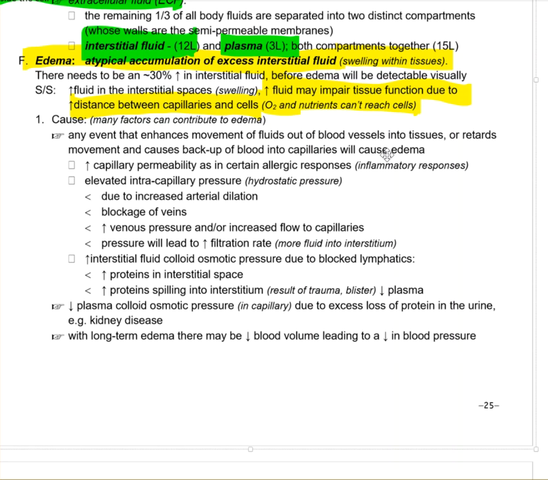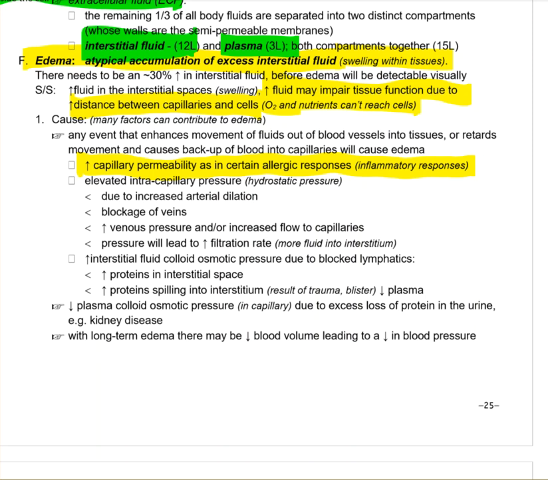Okay, so there's a bunch of examples here. So let's look at each one. First is increased capillary permeability, as in certain allergic responses. This is like our vasogenic shock that we talked about on a very extreme scale. If the capillaries become really permeable, lots of fluid will leave and we'll have swelling of tissues. So if a lot of fluid goes into the tissues, there we'll have edema and it'll increase.